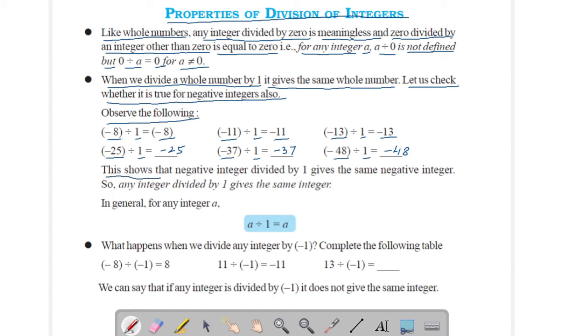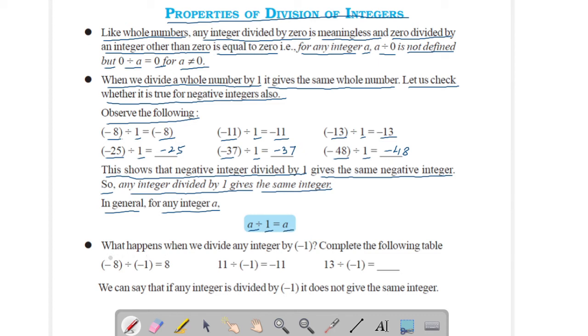This shows that a negative integer divided by 1 gives the same negative integer. So, any integer divided by 1 gives the same integer. In general, for any integer a, a divided by 1 equal to a.